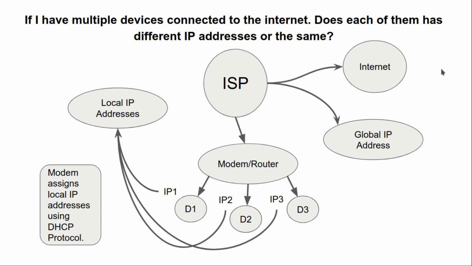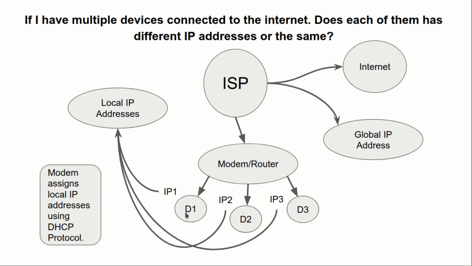So after receiving the request, the server will respond back to the internet. The response will go to the internet and to that particular ISP which has the global IP address. After receiving it, the response will go back to the modem, and after that the modem will differentiate all the devices that have sent the requests.